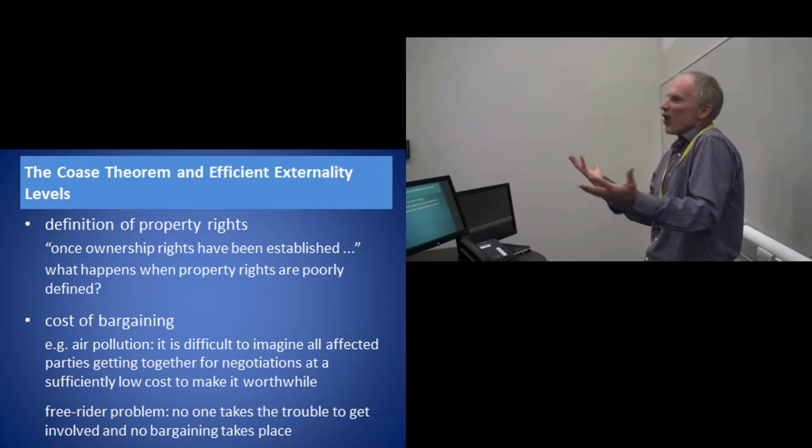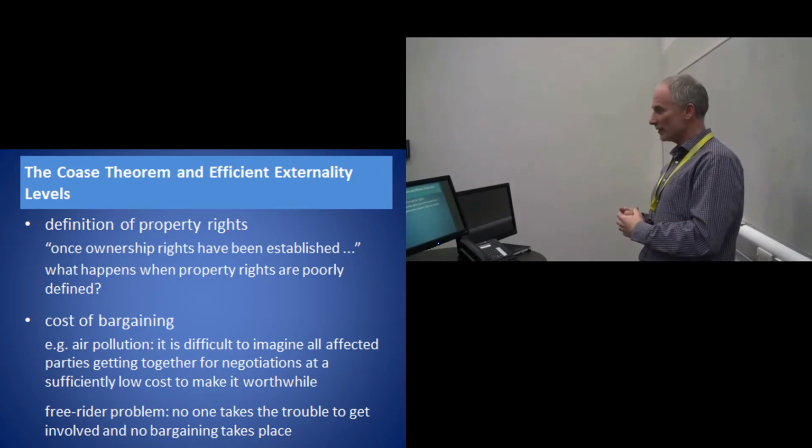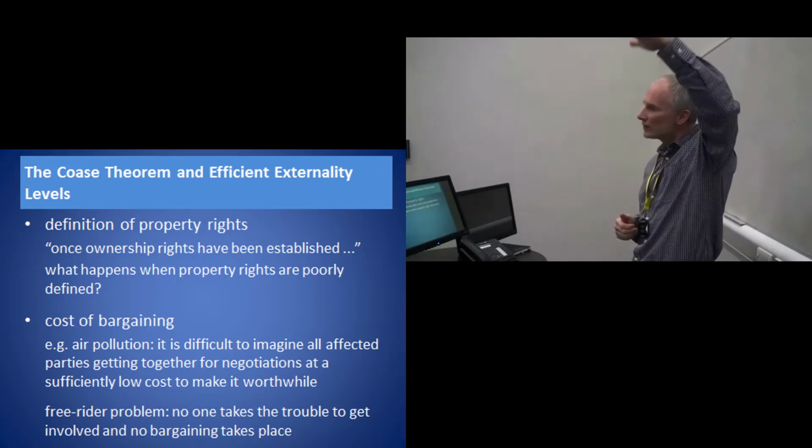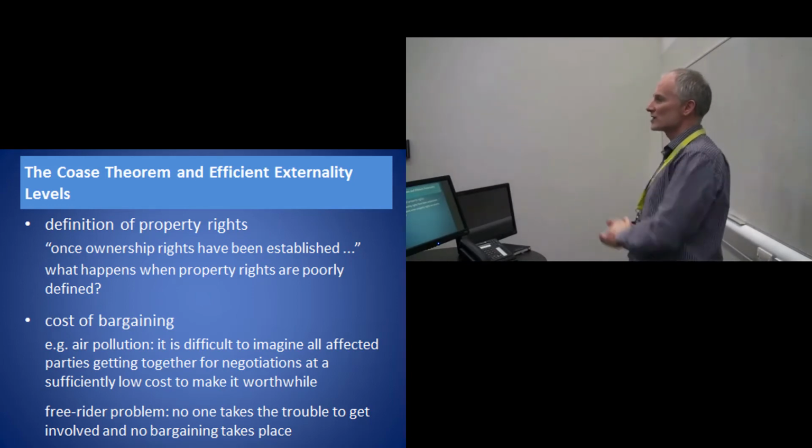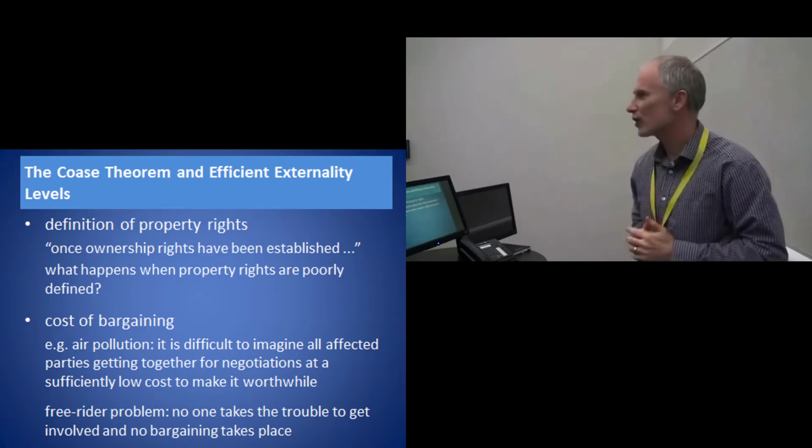Given that there obviously could be scope for bargaining, I could say to him, look, do you mind chopping your trees down a bit so I can let some light into my garden? And he might be amenable to that. He said, okay, look, I'll do that, but you've got to pay me.